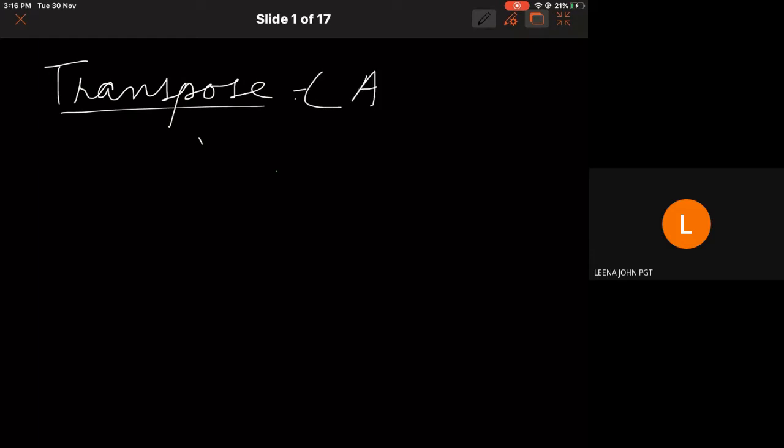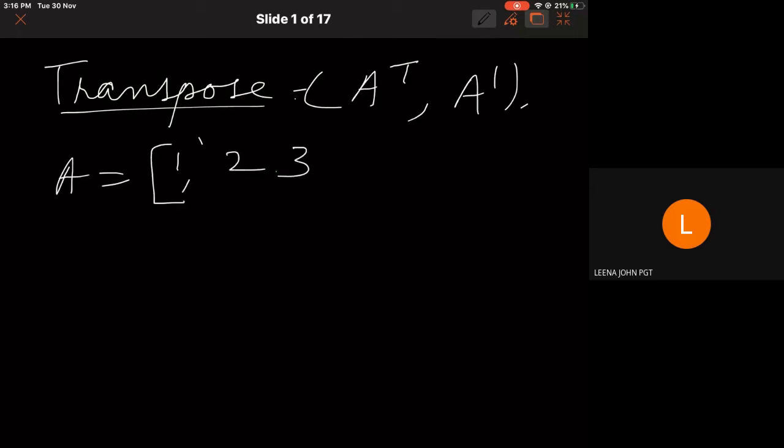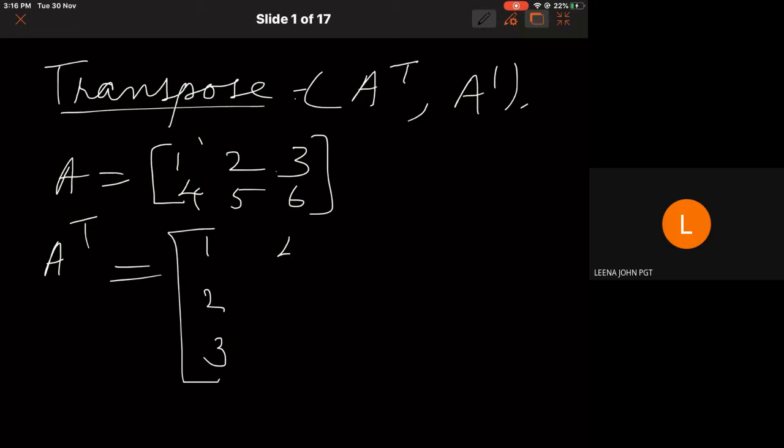The next, transpose of a matrix. Transpose of a matrix is denoted like A transpose or A dash. For example, A is the matrix 1, 2, 3, 4, 5, 6. Then what is A transpose? The rows become columns. That is, the first row becomes the first column, and the second row 4, 5, 6 becomes the second column. If A is of order 2 by 3, then A transpose will be of order 3 by 2.